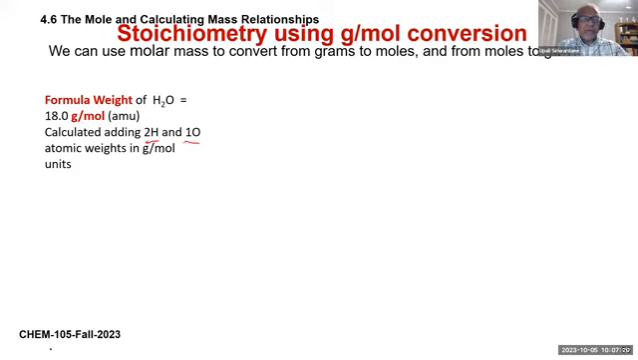Hydrogen's atomic mass is 1. Atomic mass of oxygen is 16. 2 plus 16 is 18. Normally, atomic masses are given in grams per mole. This is why formula mass is also called molar mass. It's given in grams per mole. It tells you how many grams are in 1 mole of a certain formula weight.